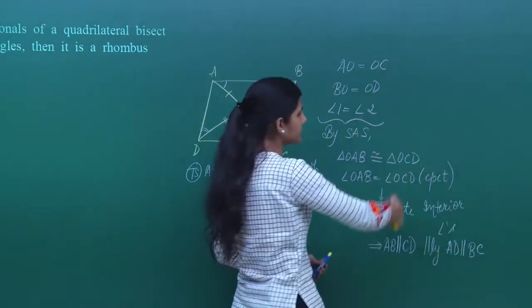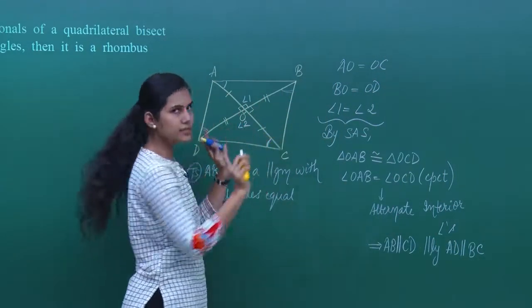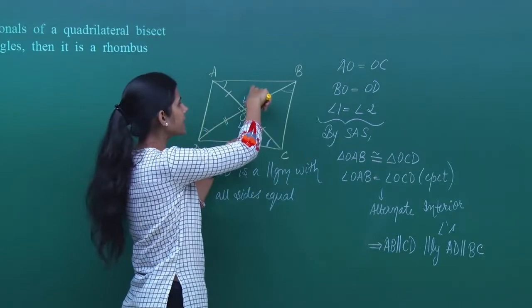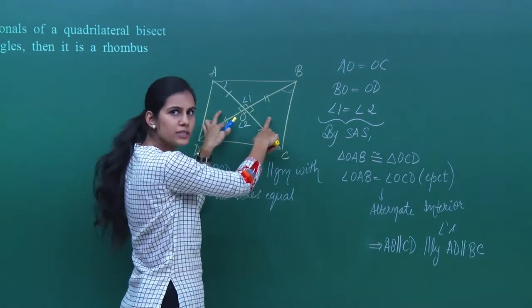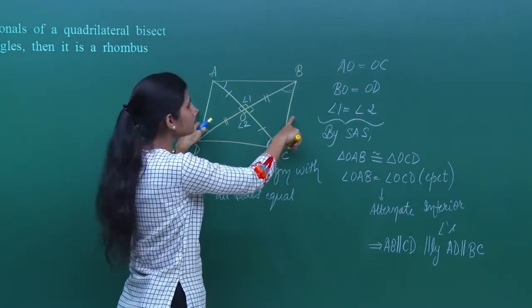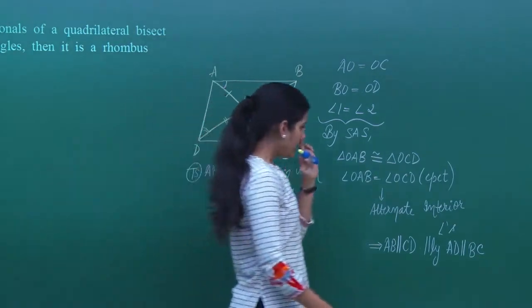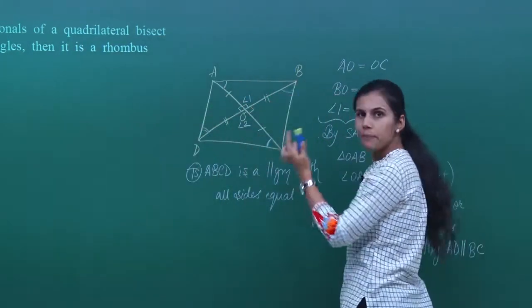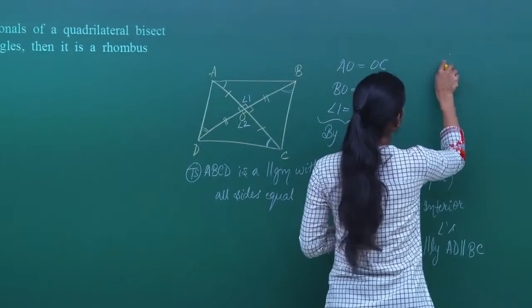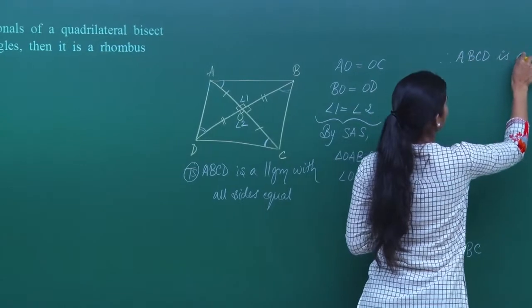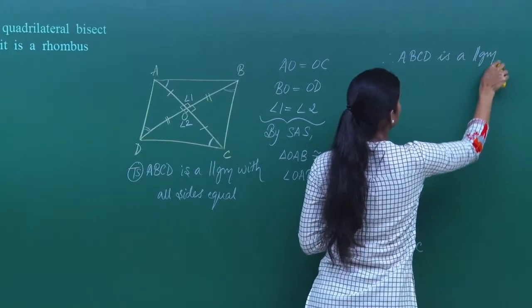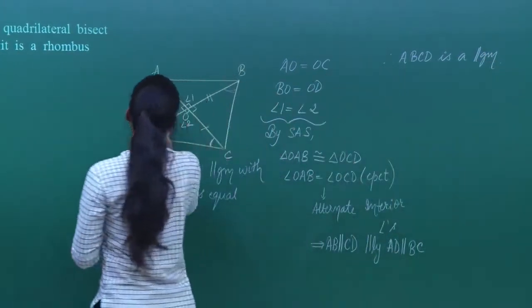Exact same argument replicated for these two triangles. Just like we have done for these two triangles and proved these two sides are parallel, the exact same argument replicates for these two triangles' congruence and we conclude that these two sides are parallel. A quadrilateral in which opposite sides are parallel is a parallelogram. So therefore ABCD is a parallelogram.